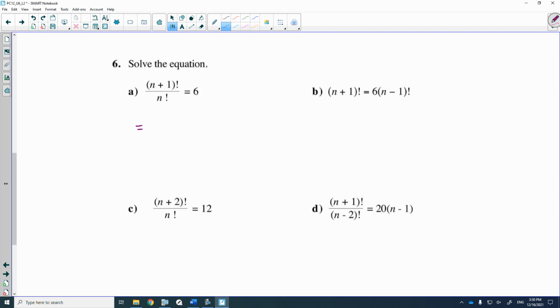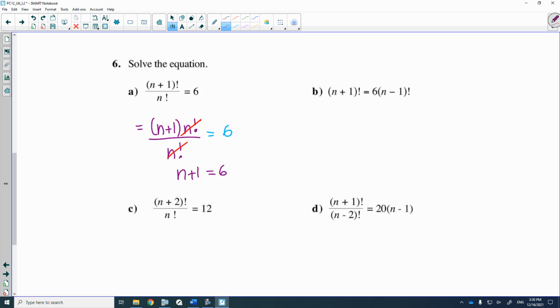So n plus 1 factorial is going to be n plus 1, and then take away 1 would be n. And I'm going to stop factorial. My denominator has n factorial. And this, they said, is equal to 6. N factorial over n factorial will cancel. And I'm going to now be left with n plus 1 is equal to 6.